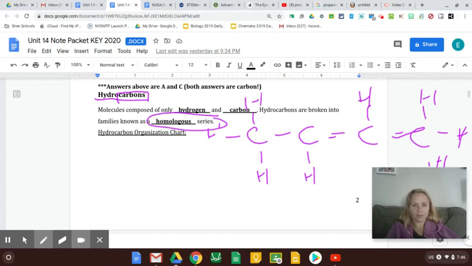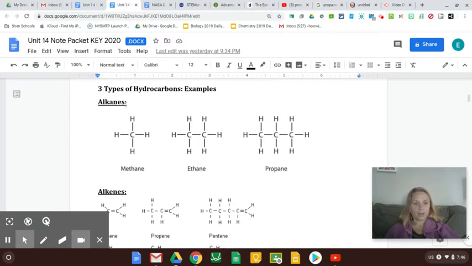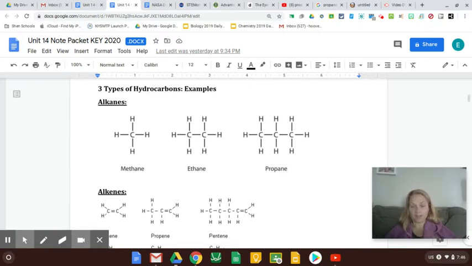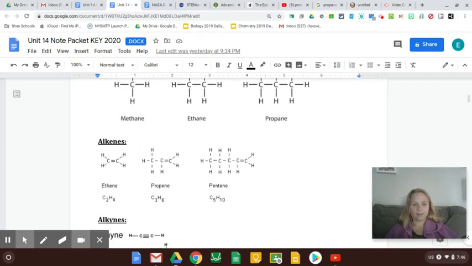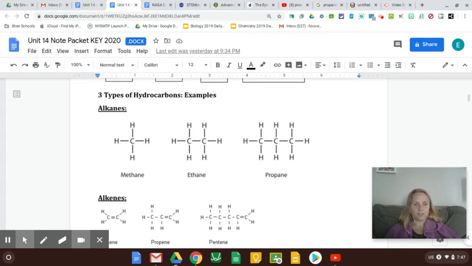We have kind of 3 families of hydrocarbons, and we call them homologous series. Homologous, remember, homo means same, so instead of calling them families, we kind of call them sames. And here are the 3. So we have 3 types of hydrocarbons, 3 families, 3 homologous series. We have alkanes, alkenes, and alkynes. So very similar names. See if you can tell the difference.